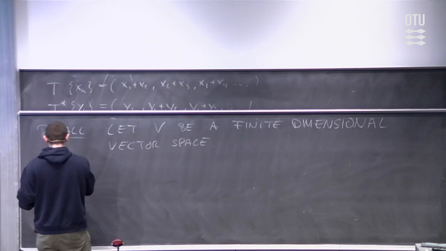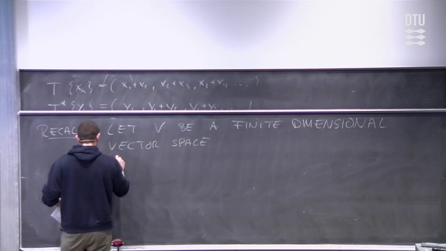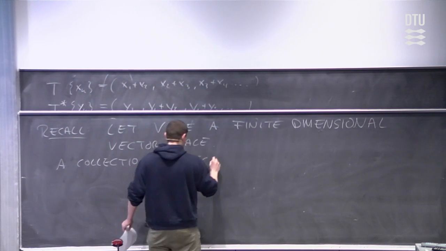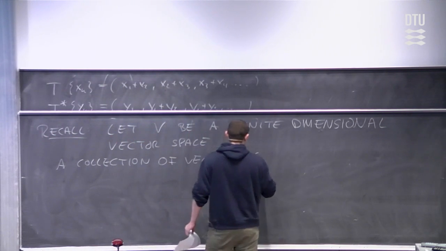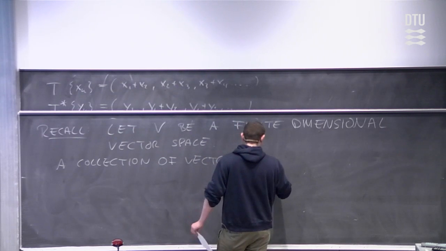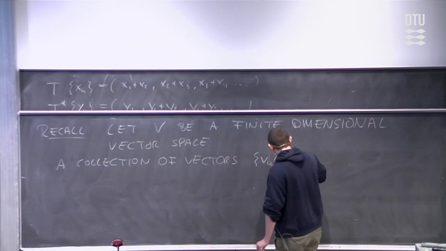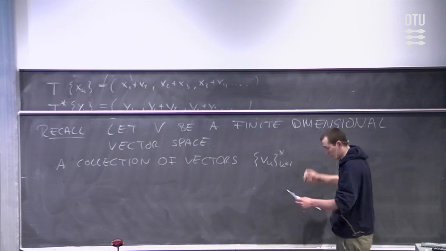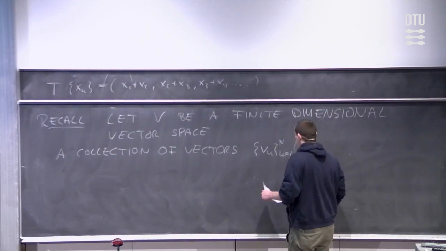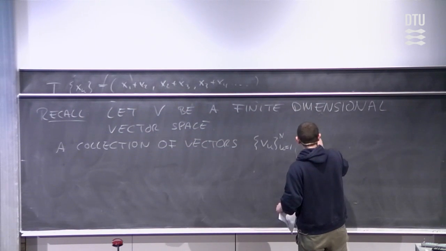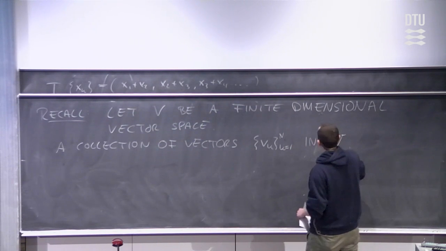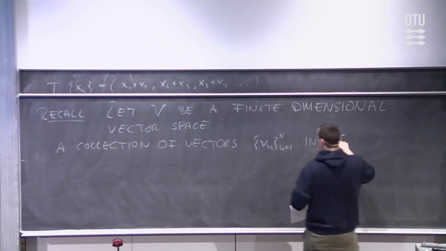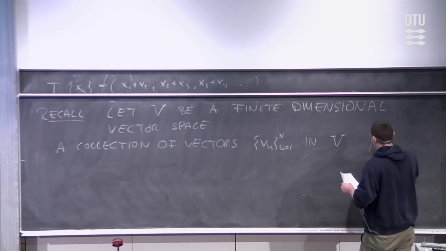And then a collection of vectors v_k, and k goes now from 1 to capital N, where N is the dimension of this finite dimensional vector space. So a collection of vectors in V, so these are all vectors inside our vector space V. I just put the bars here to distinguish them from my small v's.